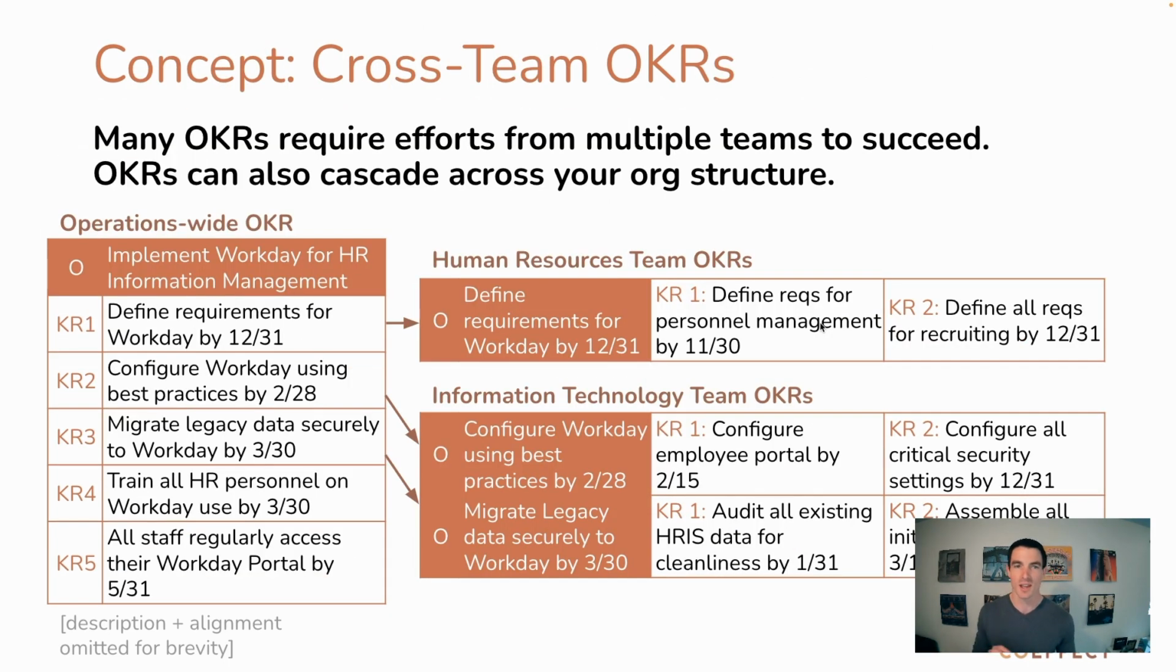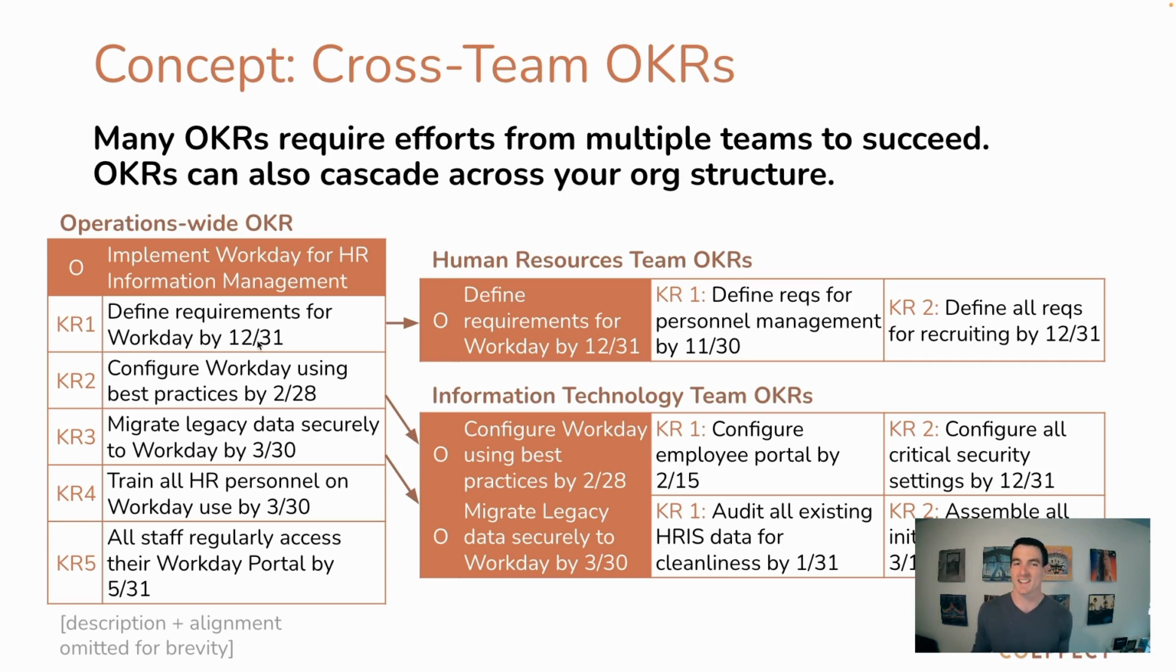Key results can also cascade across teams. There can be cross-team objectives and key results, and it could look like this. So let's say we've got an objective of implement this particular tool, Workday, for HR information management. That's something that our entire operations team is working towards. And then we have key results for this, sort of milestones for this. So we have to define requirements. We have to configure the thing. We have to migrate legacy data.